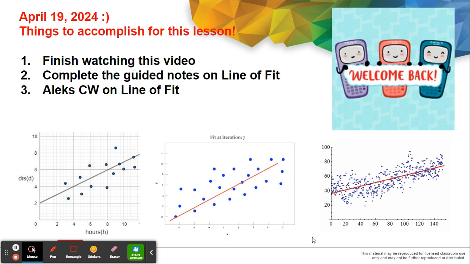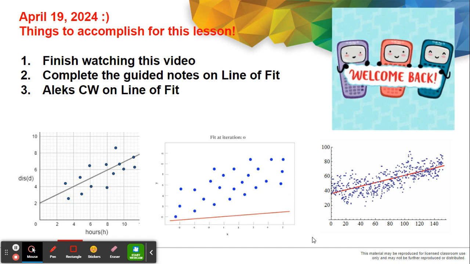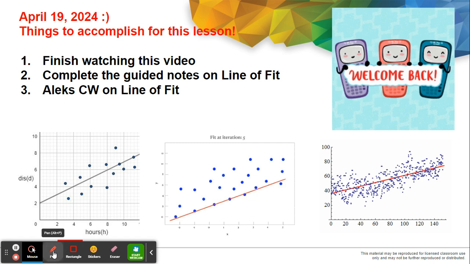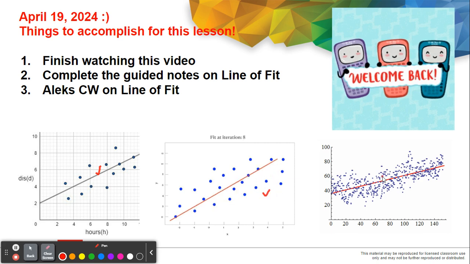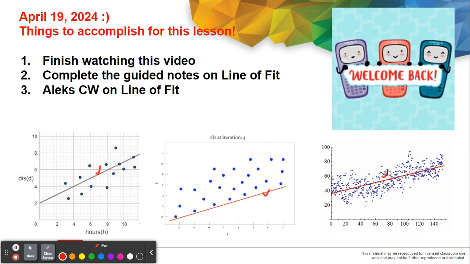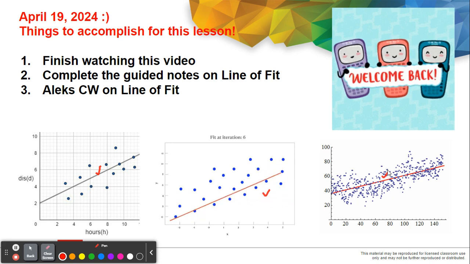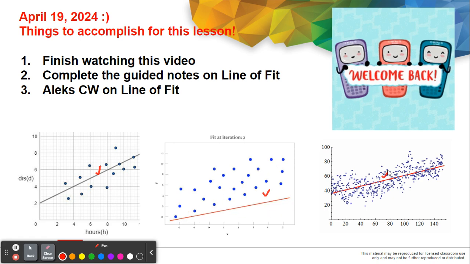So what is a line of fit? If you observe these three images, you see lines in the middle of our scatter plot. These lines are what we call the line of fit. This red one that's moving, and also this one. That is the line of fit. What is a line of fit and what does it mean for a scatter plot? We are going to find out as we listen to this video.